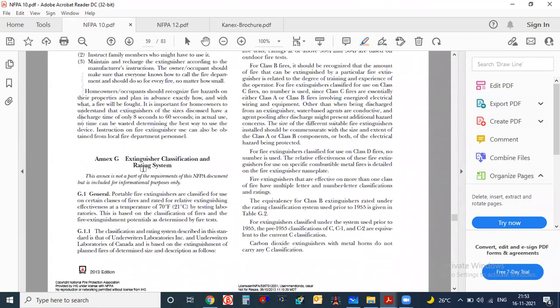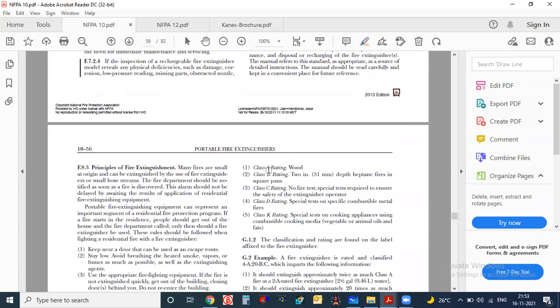And here it is talking about the rating system, extinguisher classification and rating system. Let us see this. The classification and rating system described in this is that of Underwriters Laboratories. So this UL has rated this, based on the extinguishing of planned fires of determined size and description, as follows. Class A rating is for wood. Class B rating is for 2 inches depth of heptane fires in square pans. Class C, Class D, Class K. Some points are written here. Even I don't understand what they have written, but this is the classification given.